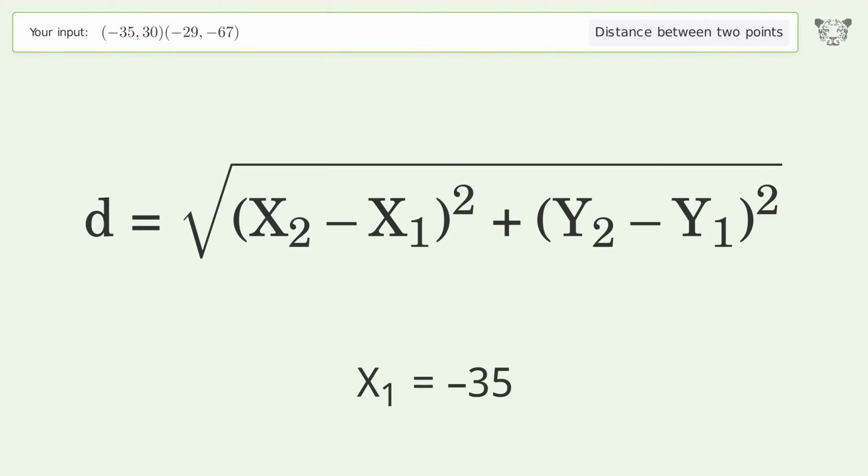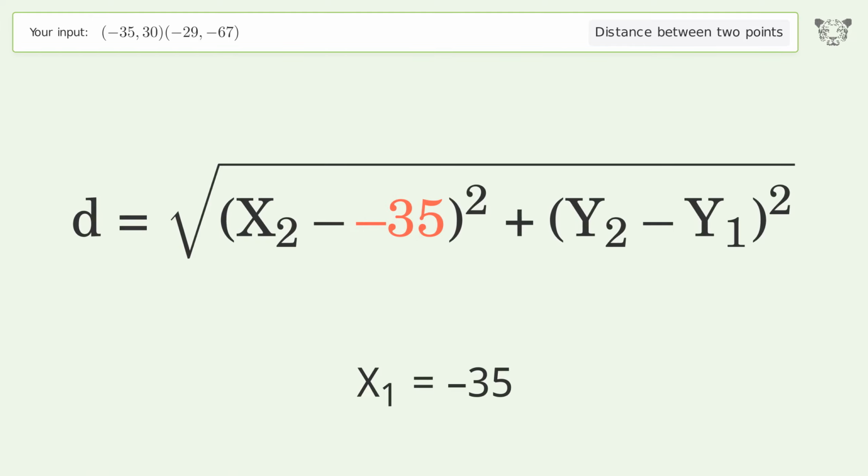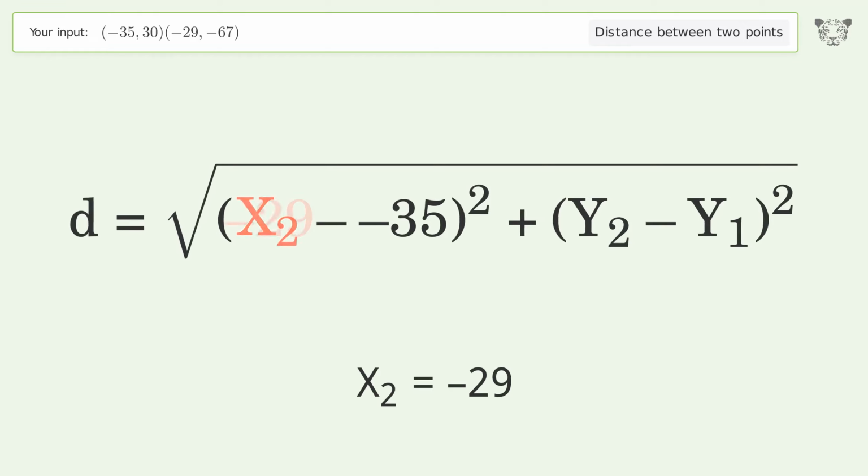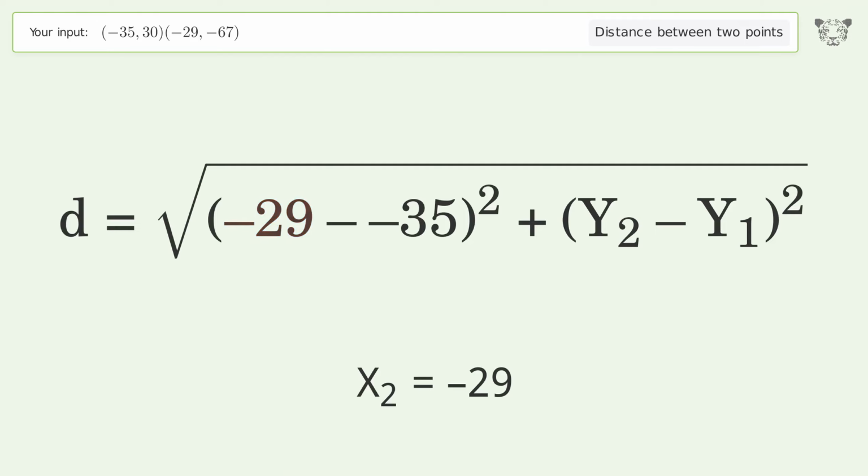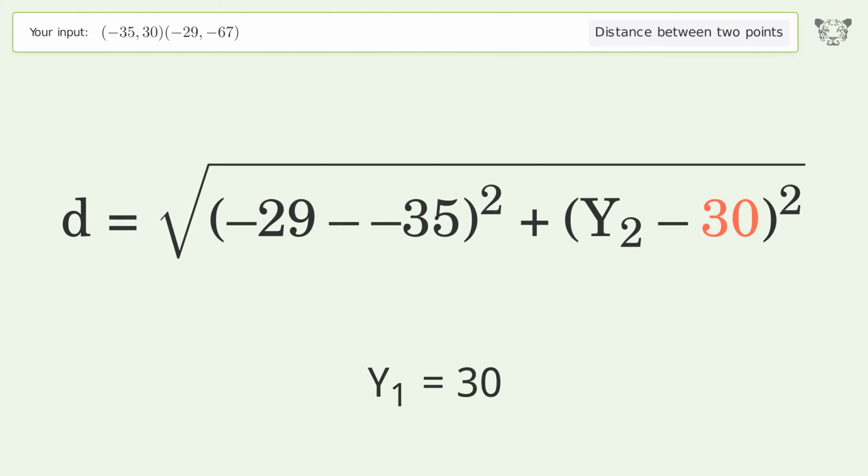x1 equals -35. x2 equals -29. y1 equals 30. y2 equals -67.